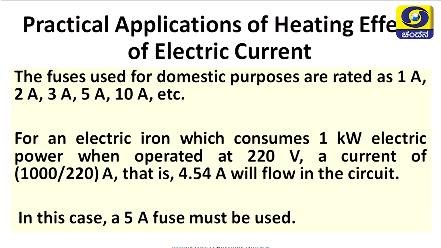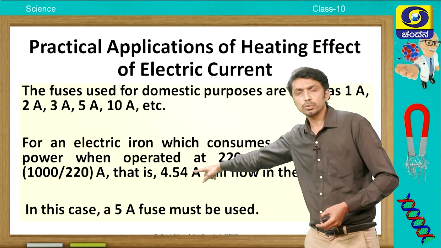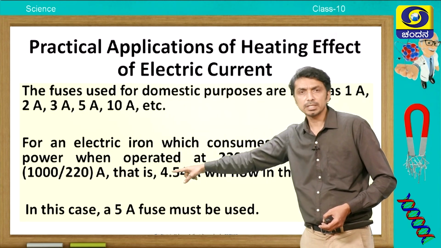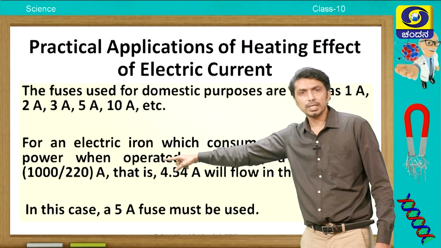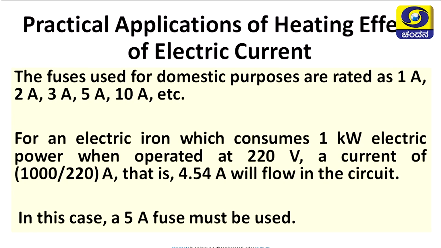For example, if you are using an electrical iron box of 1 kilowatt electric power, then you can see 1 kilowatt divided by 220, that means it is P by V, which gives you the current, because P is equal to VI. That is 4.54 amperes. So, for this electrical iron box we need to use a 5 ampere fuse.